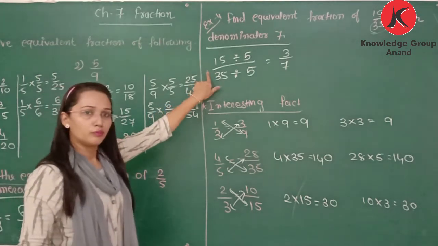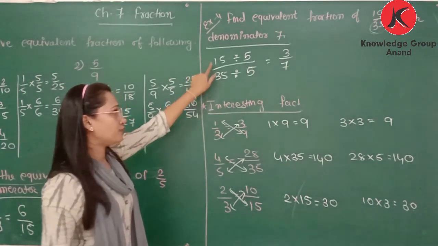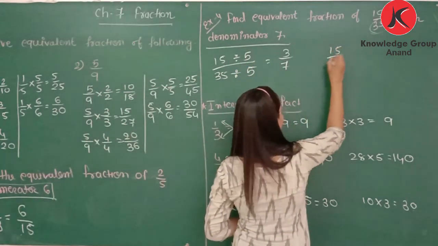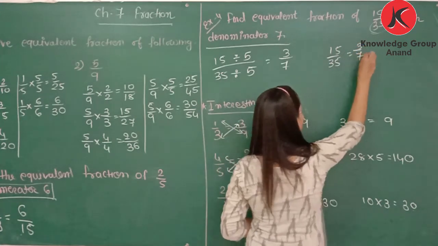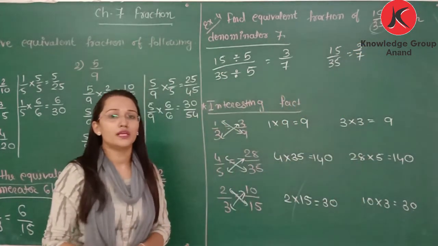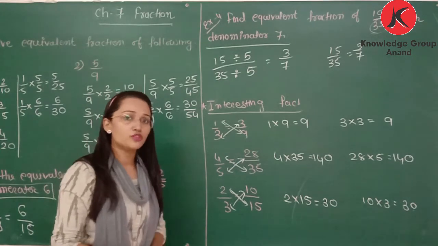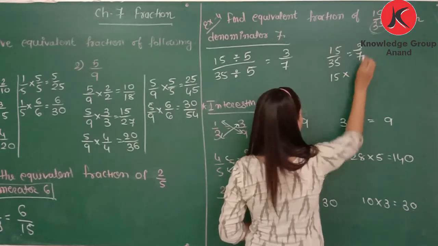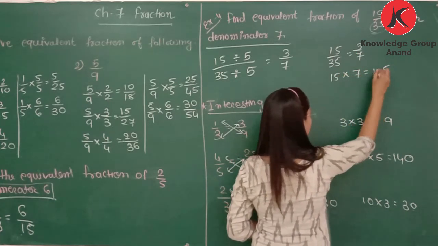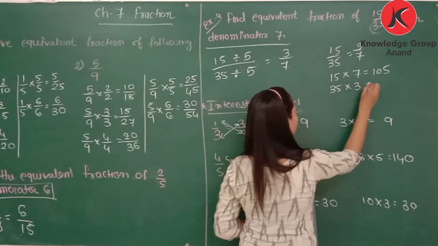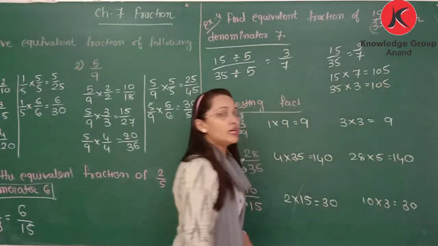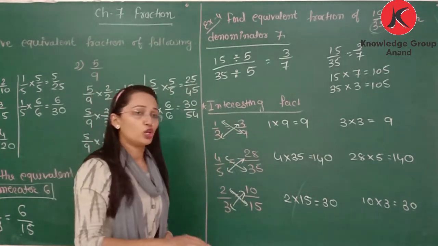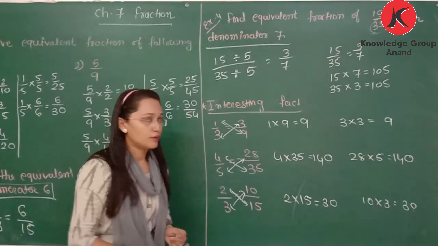If you take this example, then we say that 15 by 35, 3 by 7 are equivalent fractions. So we can write 15 by 35 is equal to 3 by 7. What is equivalent fraction? It represents same fraction. So if we perform the cross multiplication, 15 is multiplied with 7, 105 and 35 is multiplied with 3, 105. It means in equivalent fraction that are same fraction, if we perform the cross multiplication, answer will be same.